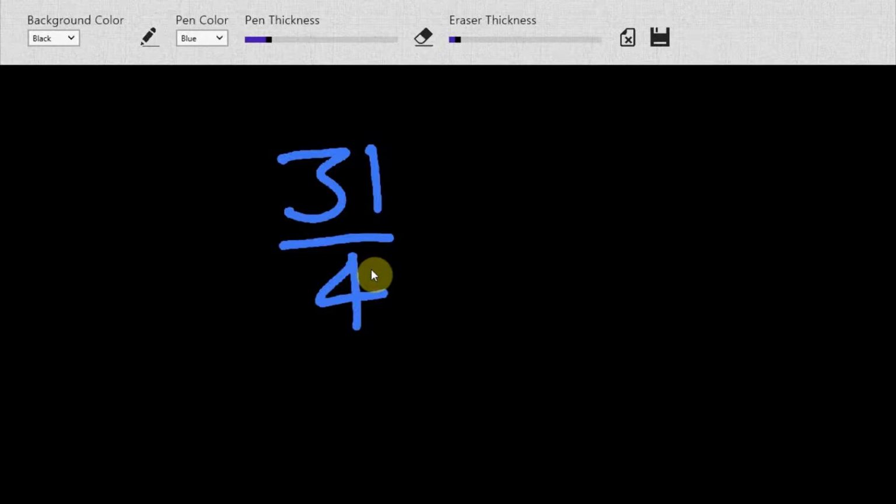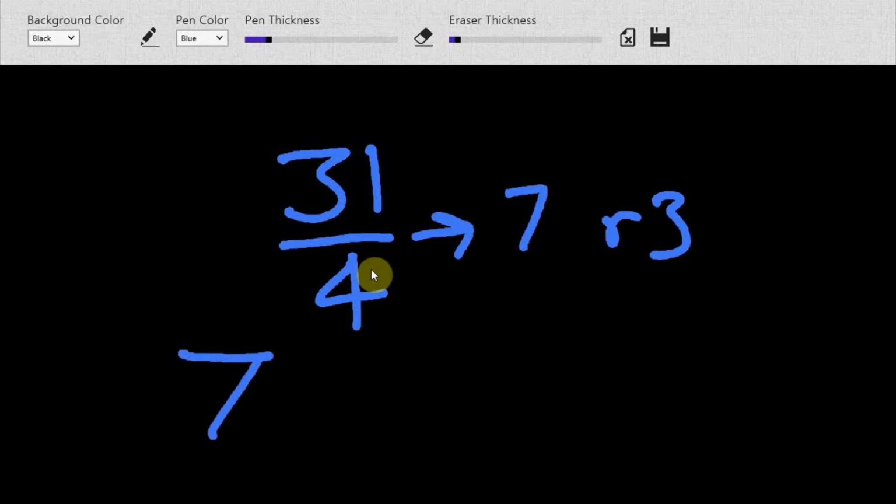If we divide 31 by 4, we're going to get 7 with a remainder of 3. Now with this we know that the 7 is the integer part, and the fractional part is just going to be 3 over 4. So 7 3/4. This is the mixed number representation of the improper fraction 31 over 4.